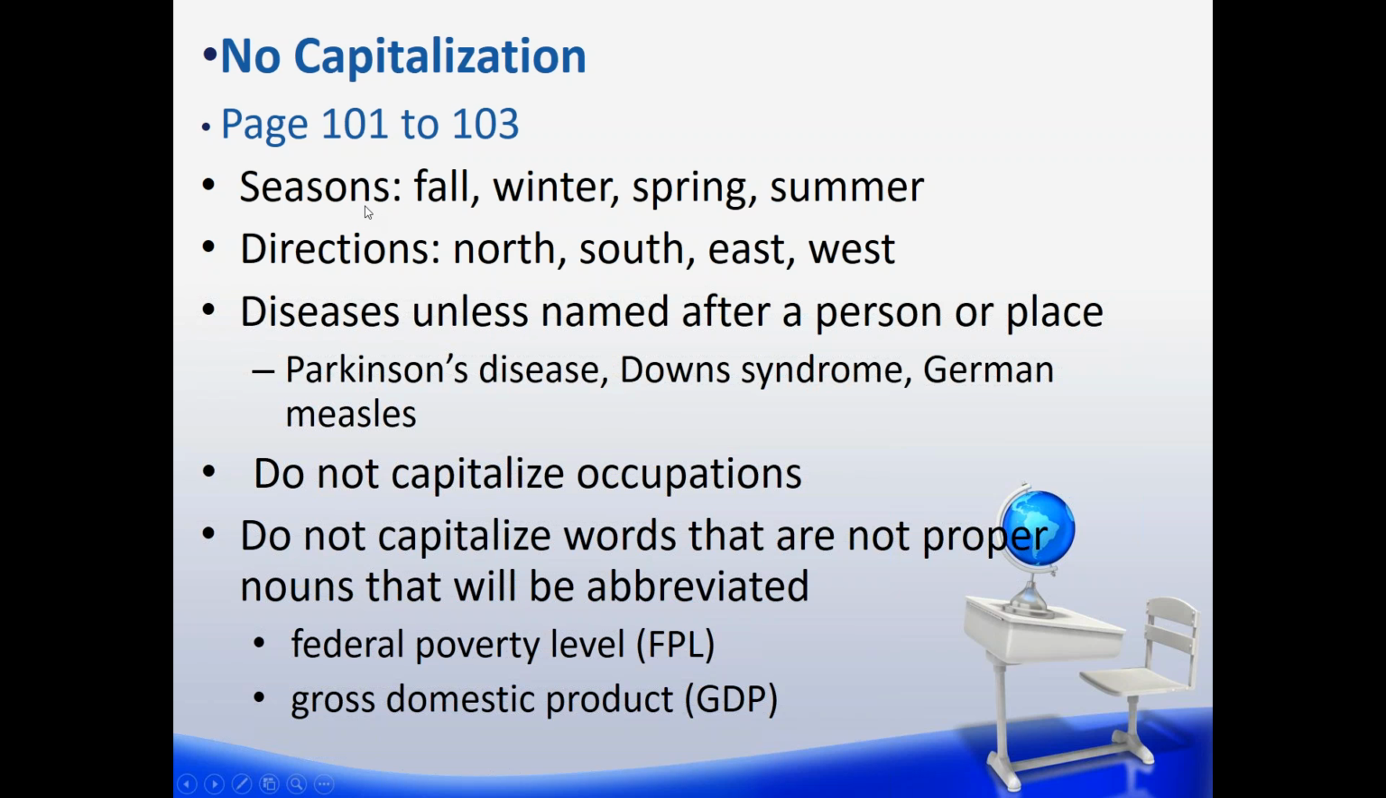We do not capitalize the seasons of the year or directions on a map. And we do not capitalize the names of diseases or conditions unless they're named after somebody or some place. And we do not capitalize occupations, only if it's in conjunction as the title of a person's name. And we do not capitalize words that are not proper nouns that are going to be abbreviated.